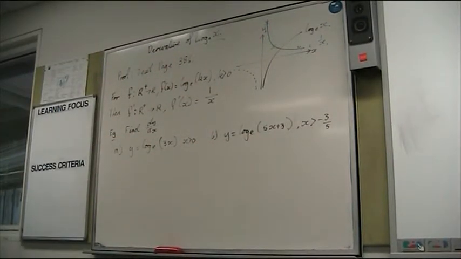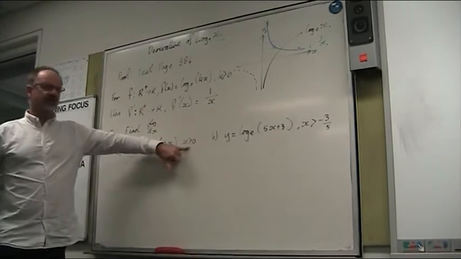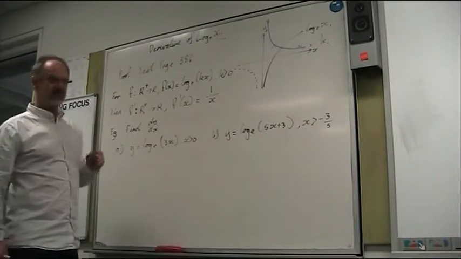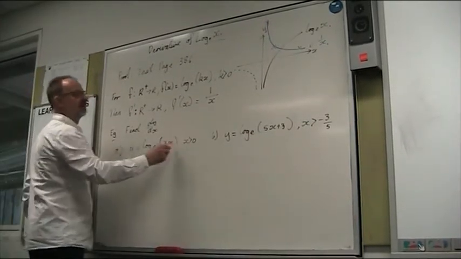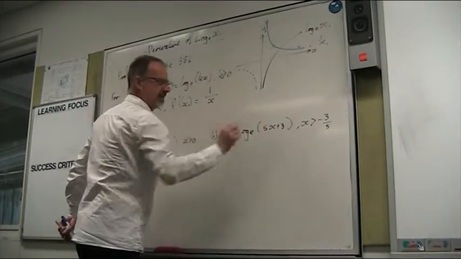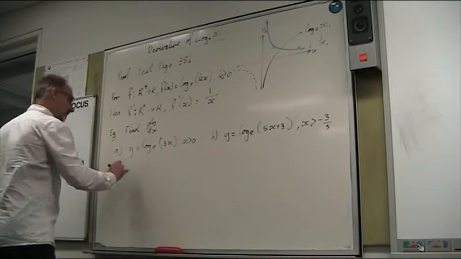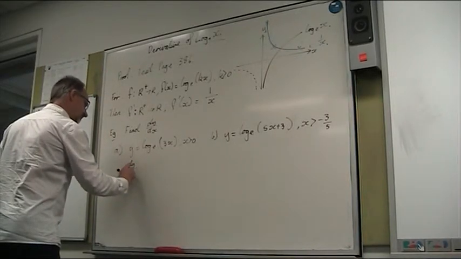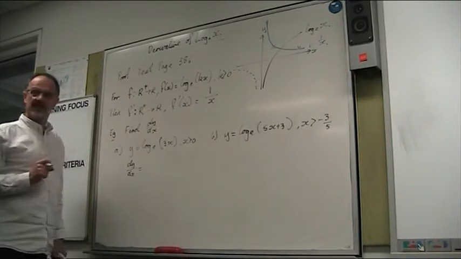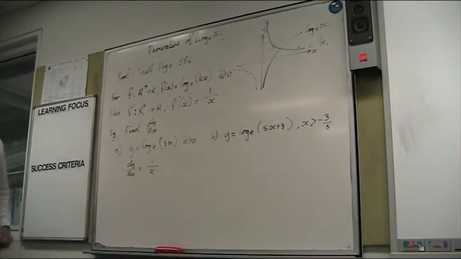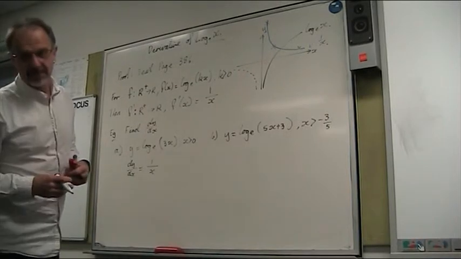So with these here, you notice I've got these domain restrictions because remember, we can't take log of negative numbers. So these domain restrictions keep this bit inside the bracket as positive numbers. All right, first one's pretty simple. dy/dx is just 1 over x. All right, next bit.